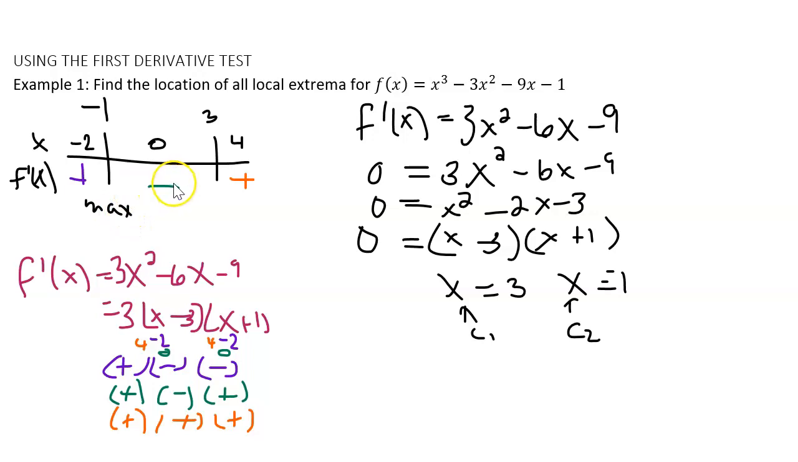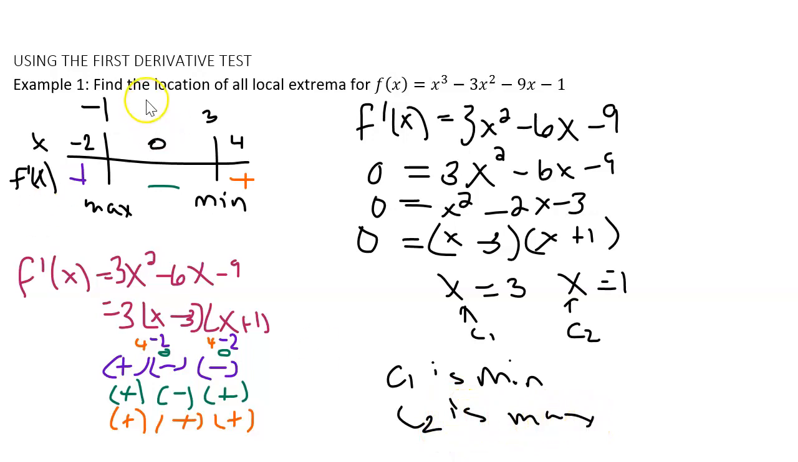On the other end, we have our derivative going from negative to positive, which means our function goes from decreasing to increasing and gives us a minimum at 3. So our solution is that C1, which was 3, is a minimum, and C2 is a max. And remember, location is just the x-coordinate. So if I'm asking you for the location of the extrema, I'm just asking you for the x-coordinate of the extrema.